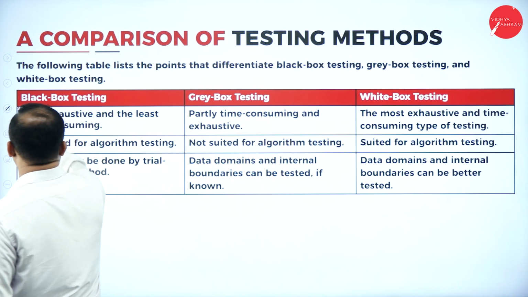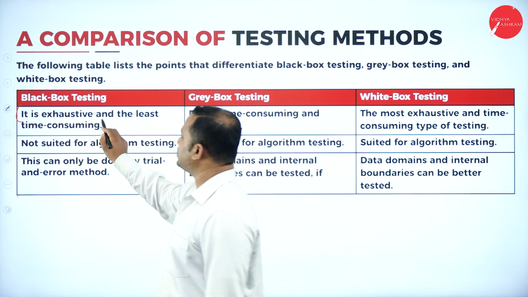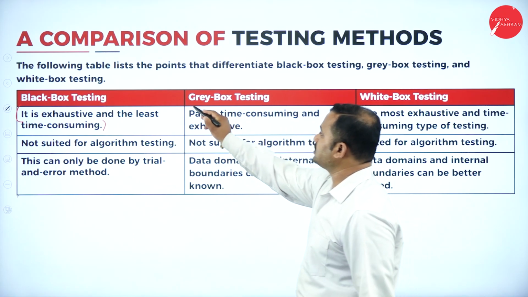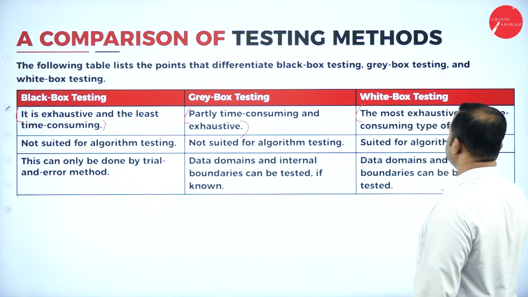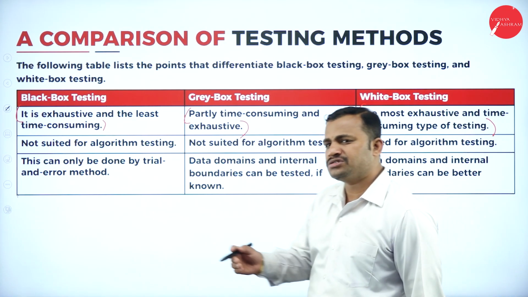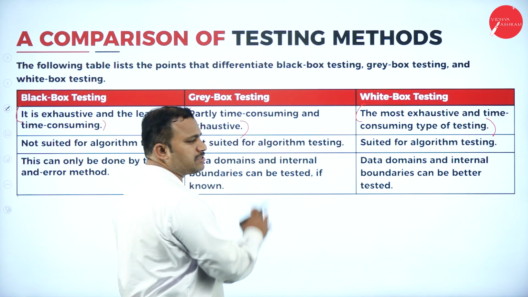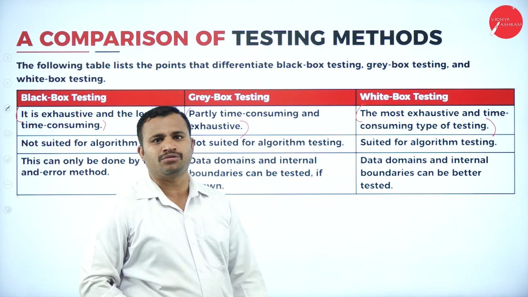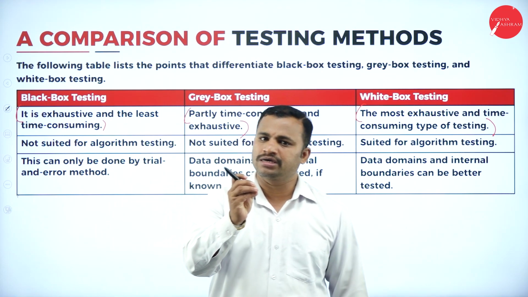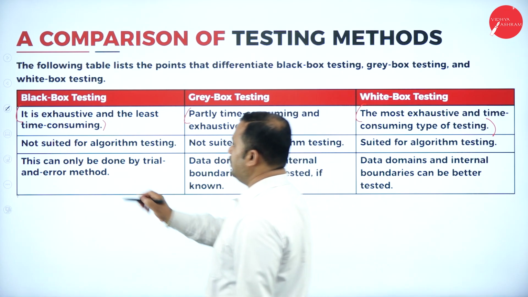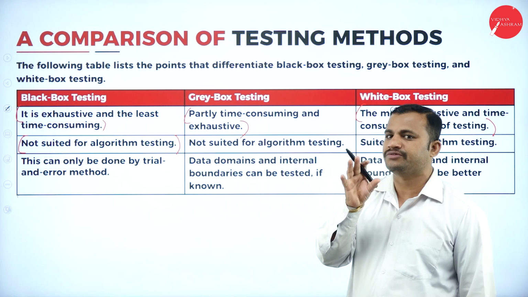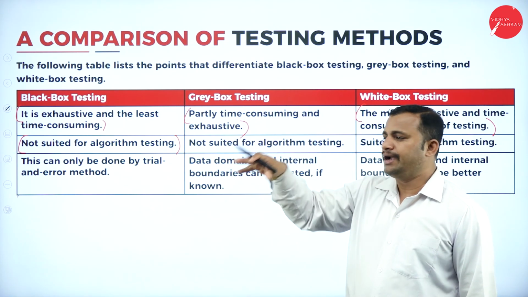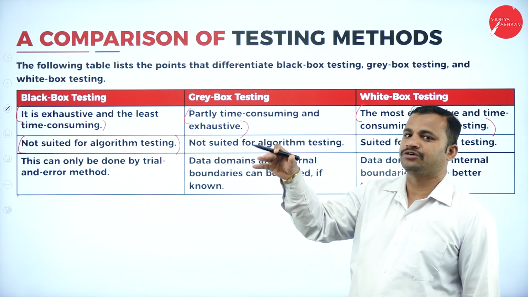Black box testing is exhaustive and the least time consuming. Gray box testing is partly time consuming and exhaustive. White box testing is the most exhaustive and time consuming type of testing because there will be more test plans and test cases to be carried out in case of white box testing. So it consumes more time. Black box testing is not suited for algorithm testing because only the generalized information will be available with black box testing and no internal information is given to the tester.